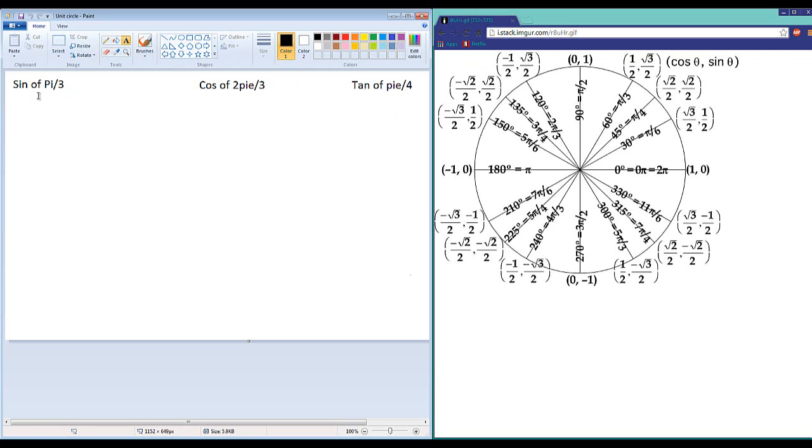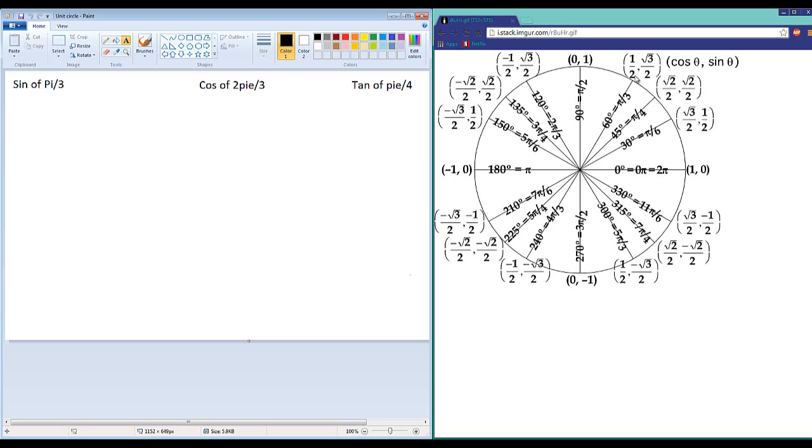First thing you'll want to do is find whatever it is. Pi divided by 3 would be, if you go around here, right there, 60 degrees. Pi divided by 3 is 60 degrees, but since it's a sin of that, you want to follow: cosine is the first unit, and sin is the second one. So you take pi divided by 3, then you go up to the units, the points, and the coordinates, if you will.